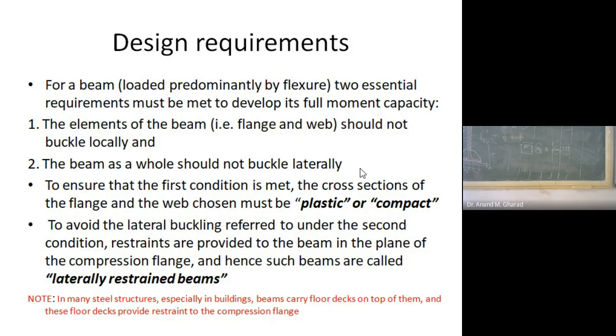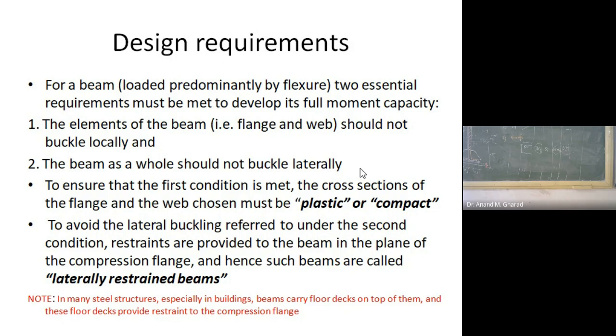Very simple things. पहला तो है जो डिजाइन हम करेंगे, that design should be either compact or plastic. Second is, in order to avoid the lateral deflection, we are supposed to provide some kind of restraints. How to provide, when to provide, that we will be discussing. Okay. So these are known as laterally restrained.